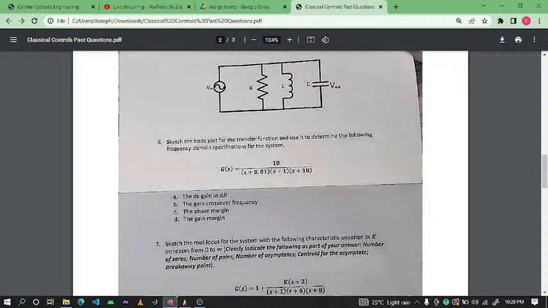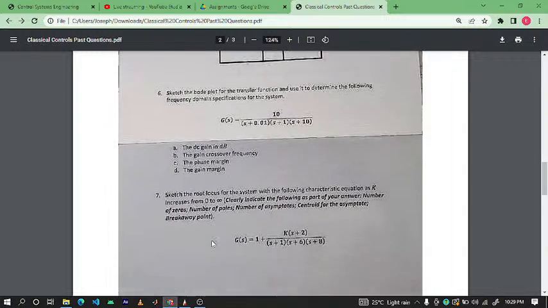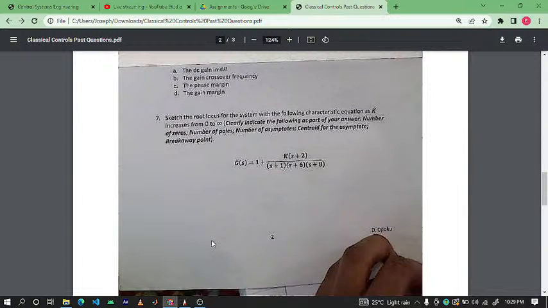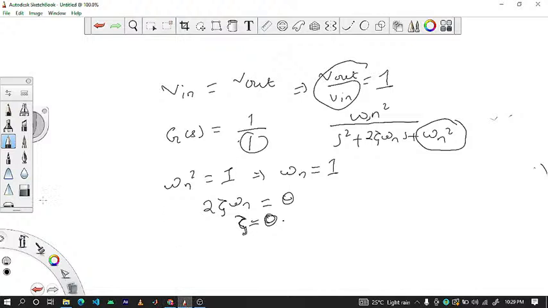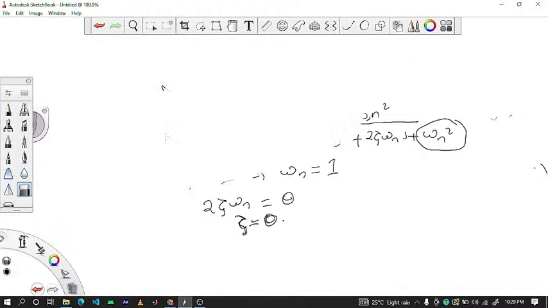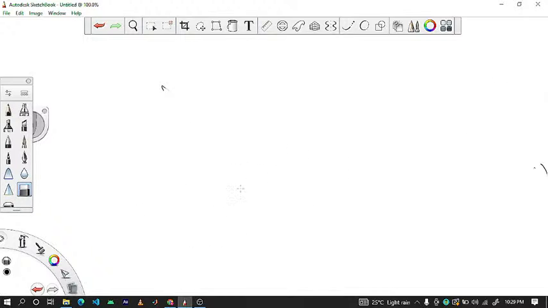Good evening. Please, let's start from the root locus first, number 7. Okay, so we'll come and do the Bode plot afterwards. So let's do the root locus.